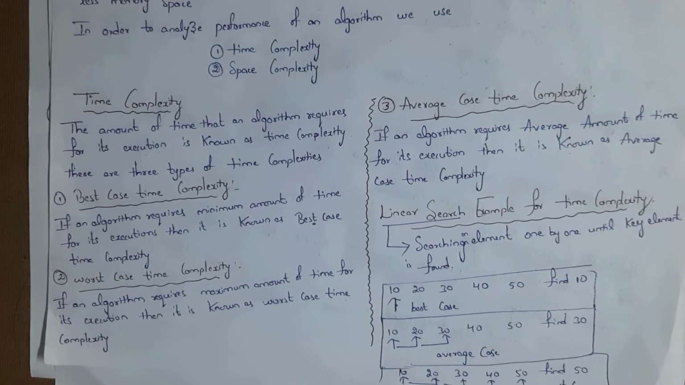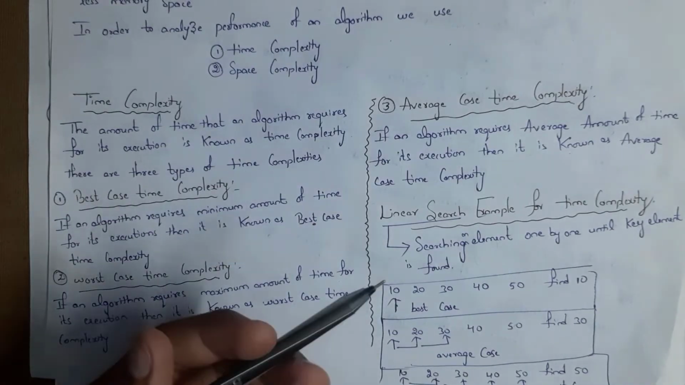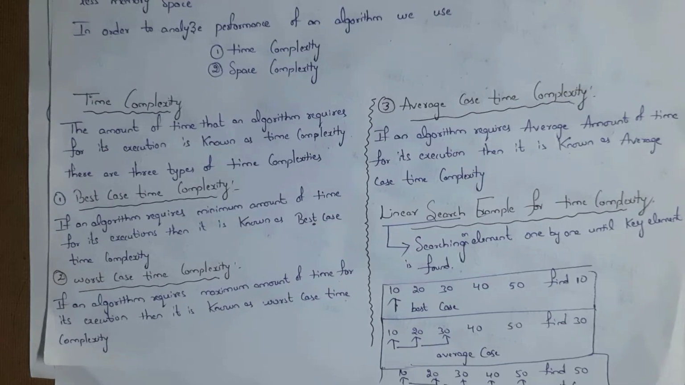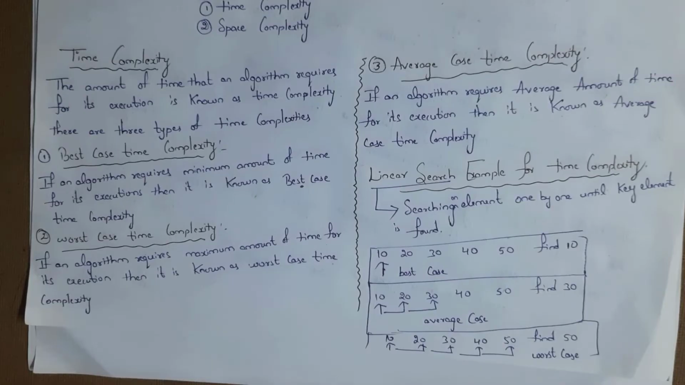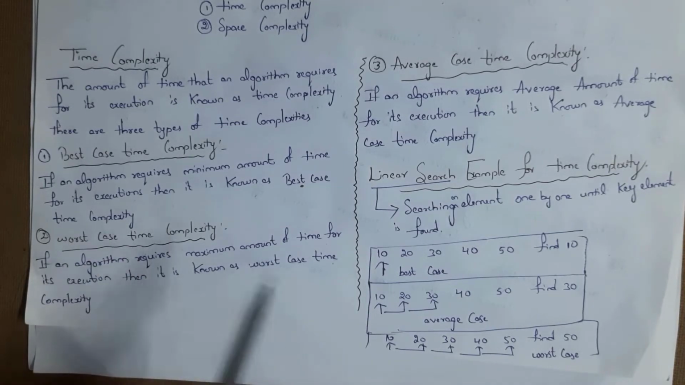At first I will explain what is time complexity. The time that an algorithm requires for its execution is known as time complexity. The amount of time that an algorithm requires for its execution is known as time complexity. There are 3 types of time complexities. First one is best case time complexity, second one is worst case time complexity, and third one is average case time complexity.